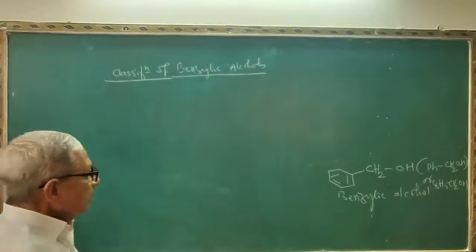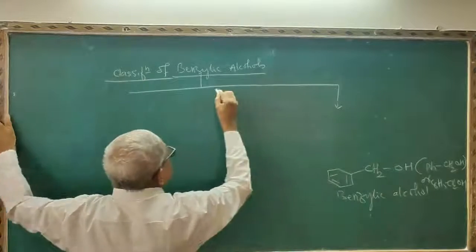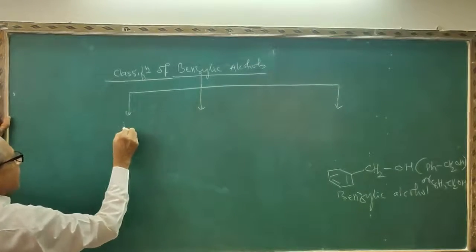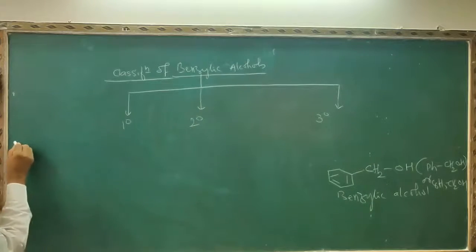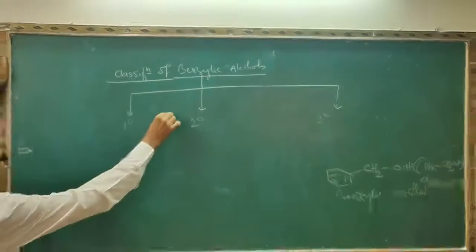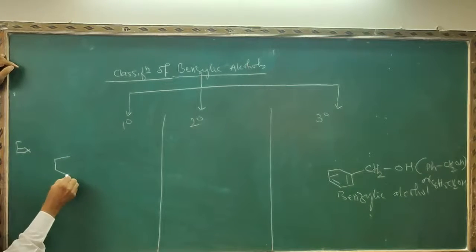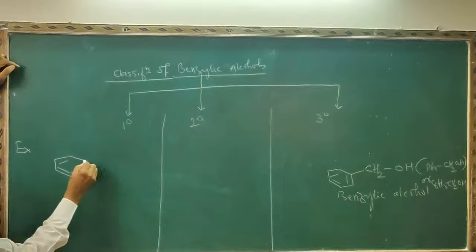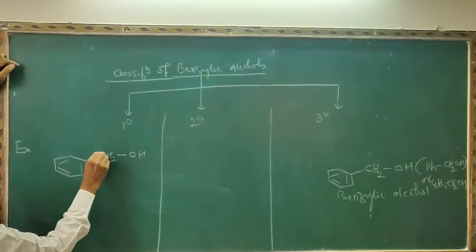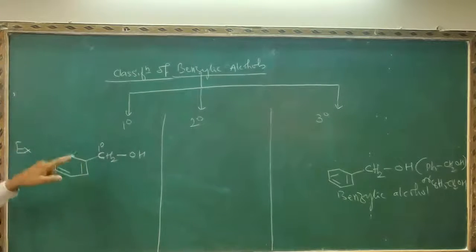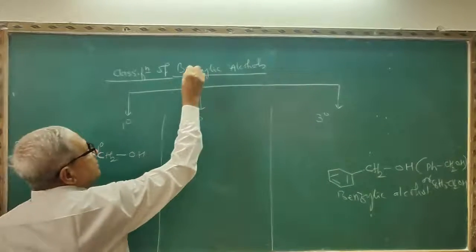So benzylic alcohols are classified into 3 types: primary, secondary and tertiary. See the example of each type. Example of primary: benzylic alcohol, benzene ring, CH2OH. In this case, the OH group is attached to this carbon atom. The type of this carbon atom is primary as well as benzylic. Therefore, this is a primary benzylic alcohol.